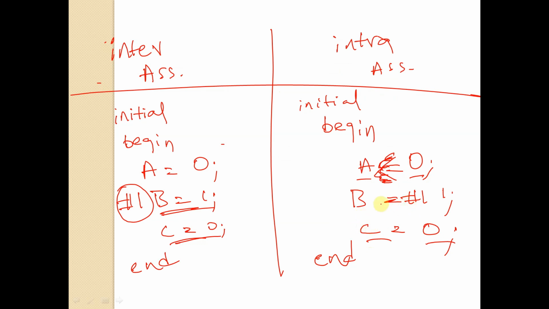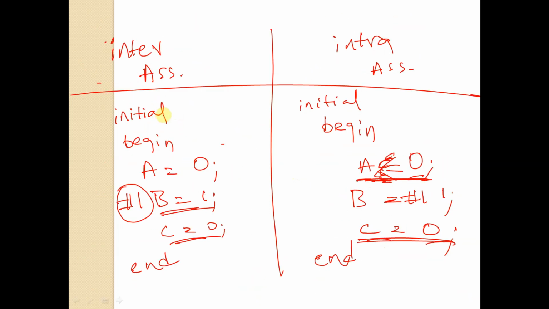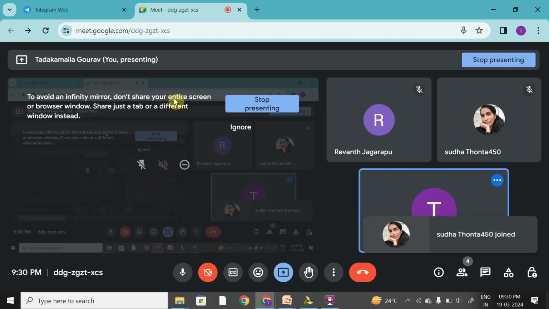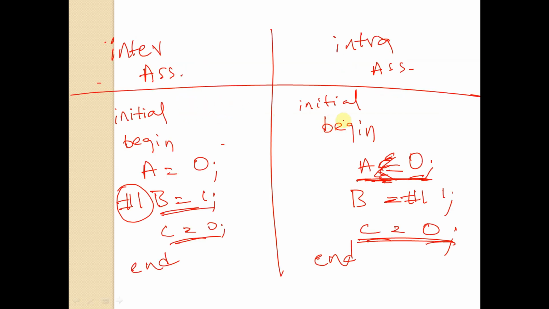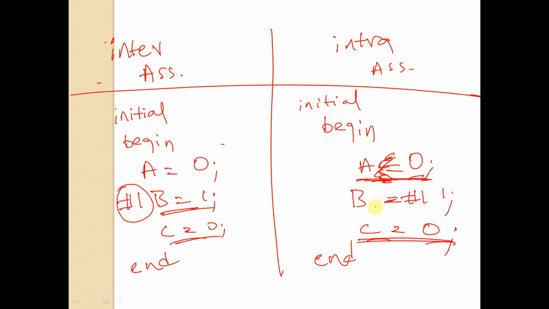So at 0 time units only, we will get a is equal to 0 and c is equal to 0. And after, at 1 time unit, we will get the value of b is equal to 1. And on the right hand side, at 1 time unit, we will get the value of c is equal to 0, and at 1 time unit, we will get the value of b is equal to 1. So this is how the inter assignment delay works with blocking assignments.